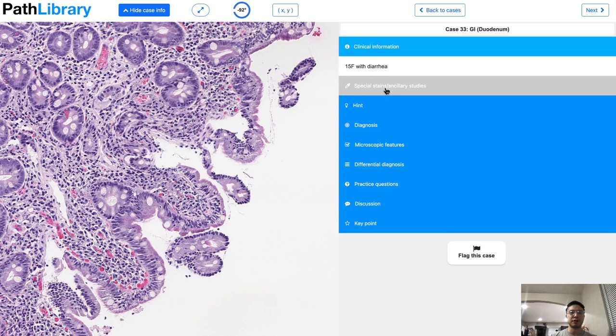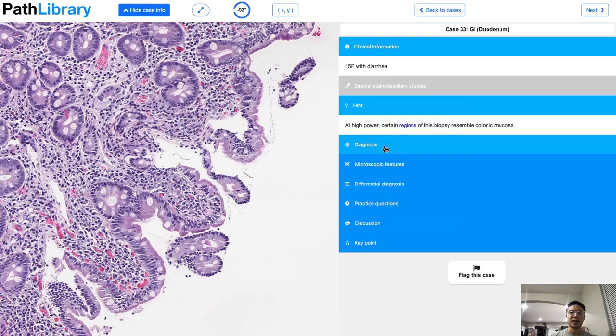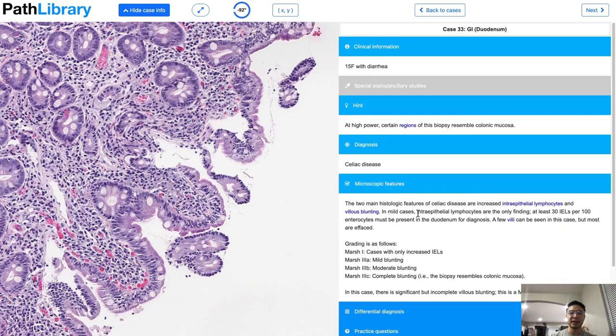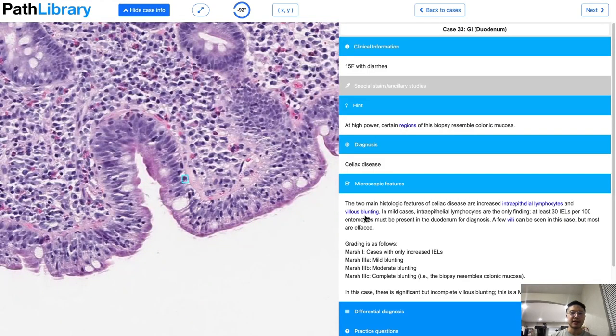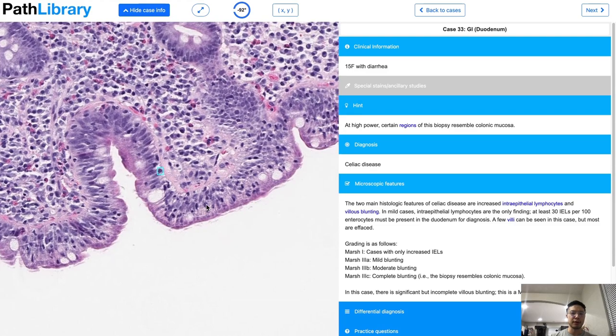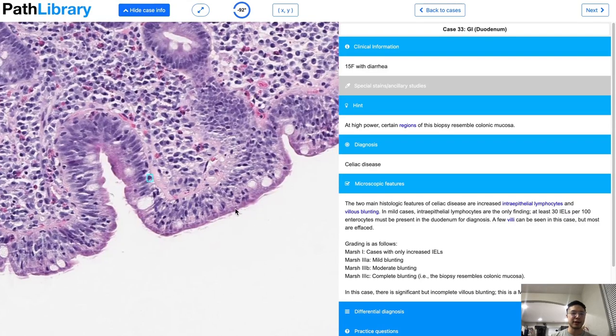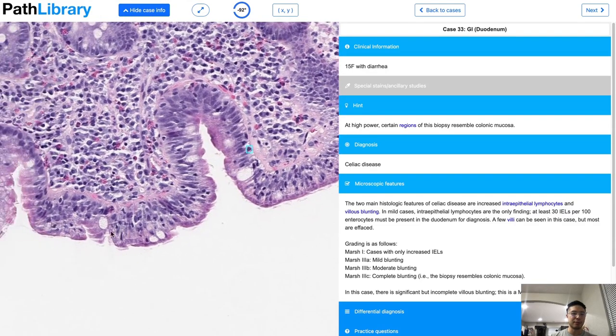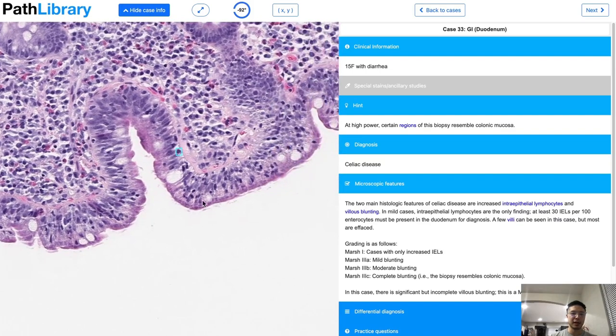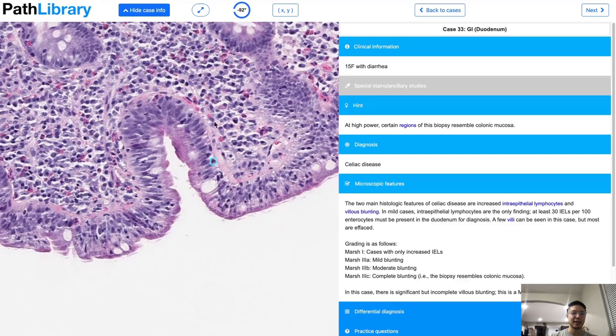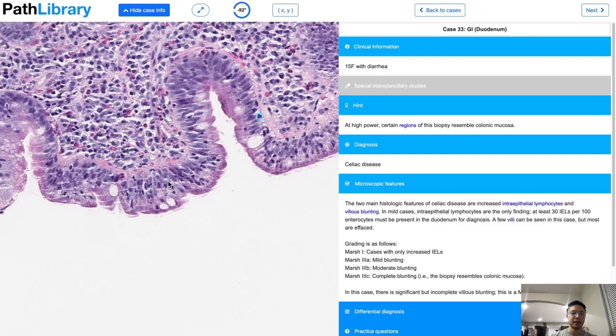So 15-year-old female with diarrhea, they probably have iron deficiency or are on the way. The diagnosis is celiacs, and these intraepithelial... Oh wow, this is a great field for intraepithelial lymphocytes. So if you're not sure what I mean by these, you see these little dot-like cells right here that have high N/C ratios but are small. These are the lymphocytes. You shouldn't have that in normal duodenum.